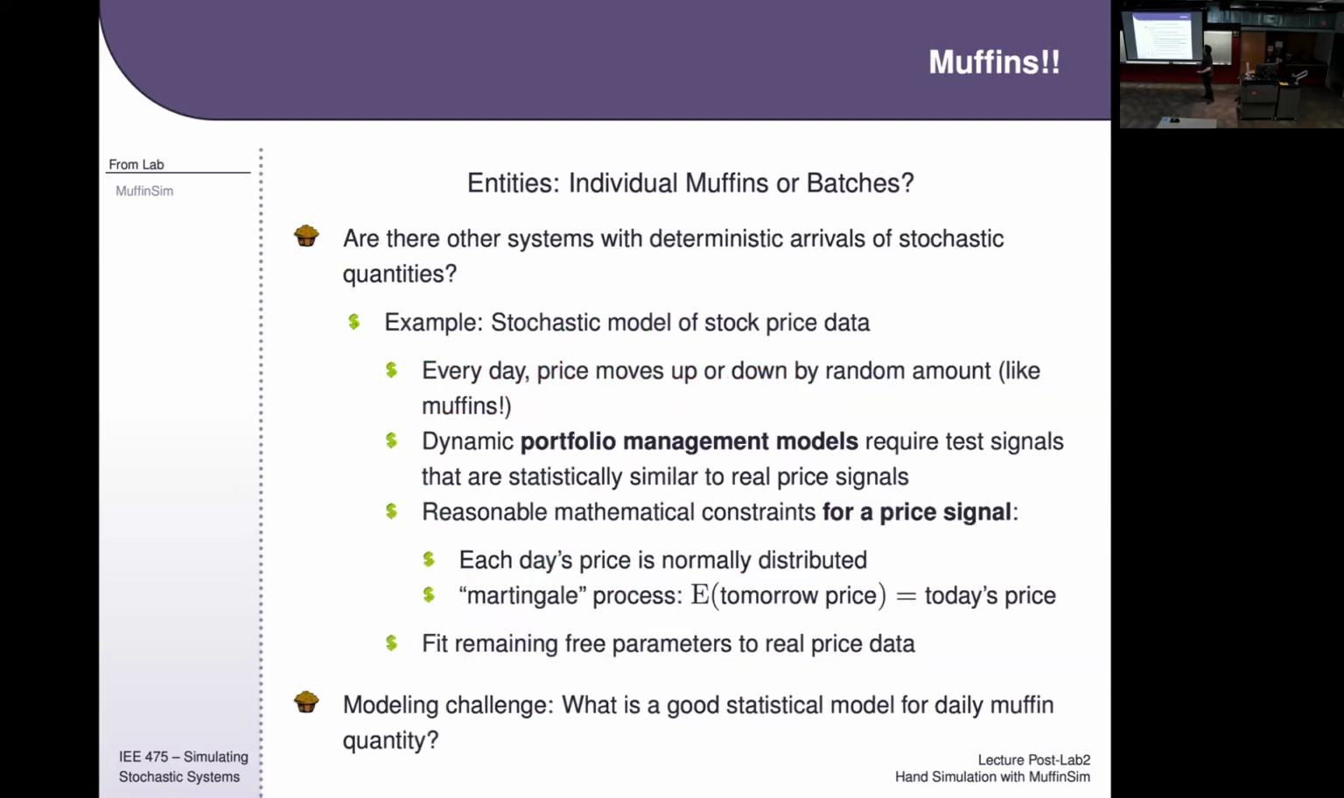Now, this idea of muffins versus batches, and generally deterministic arrivals with stochastic quantities, is the key difference between the muffin sim and the customer simulation that we've been doing on the other side of things in lecture, where we've been spacing customers randomly from each other. In the muffin sim, I hope you caught that the muffins always arrive every minute, but there's a different number of muffins every minute. And that is very common, for example, in stochastic models of stock price data.